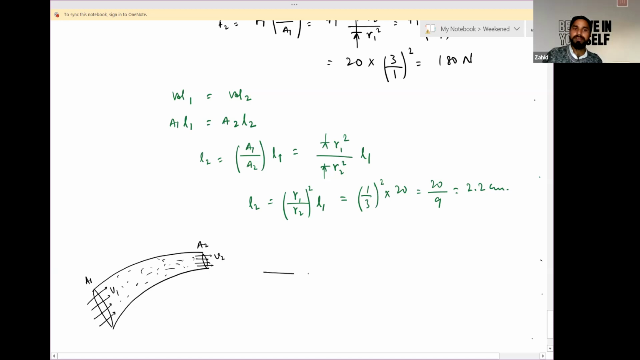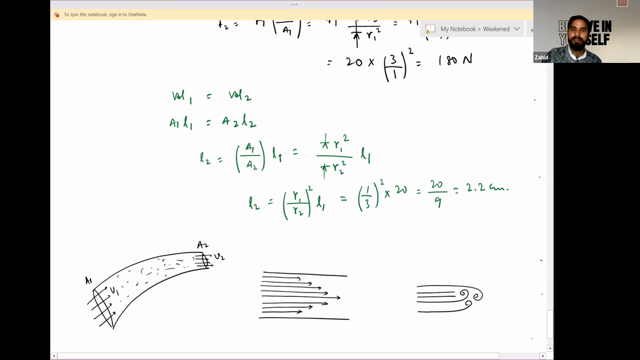But if there is viscosity, the flow of liquid will be like this. Centralmost will have maximum velocity and it continuously decreases toward the end like this due to viscosity. So it is termed as laminar flow. And if there is formation of eddies like this, it will be termed as turbulent flow.